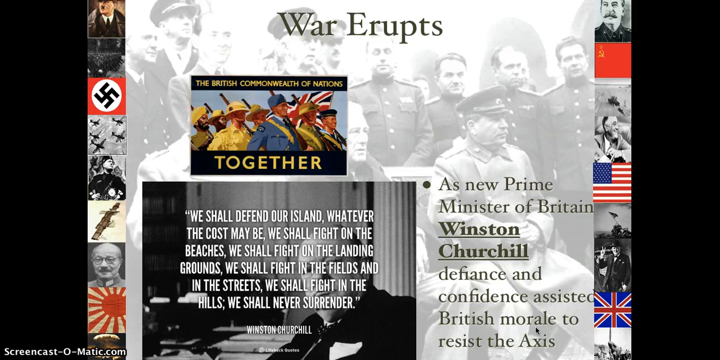There's a famous quote here: "We shall defend our island, whatever the cost may be. We shall fight on the beaches, we shall fight on the landing grounds, we shall fight in the fields and in the streets, we shall fight in the hills, we shall never surrender." So really a defiant attitude that comes to define him and the British during this time period.